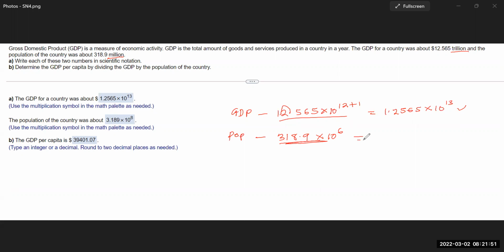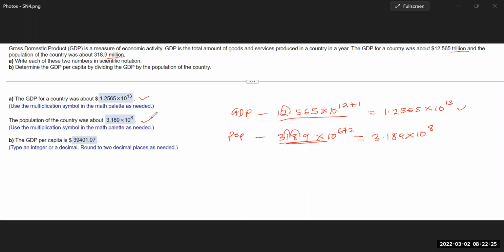Therefore, we have to move this decimal 2 places to the left to make it scientific notation. So we're going to move 1, 2. And because we moved 2 places to the left, we are going to increase the exponent by 2. So now this transforms into 3.189 times 10 exponent 8. And the population is in scientific notation. That's exactly what you see over there. So we have answered the first two questions.